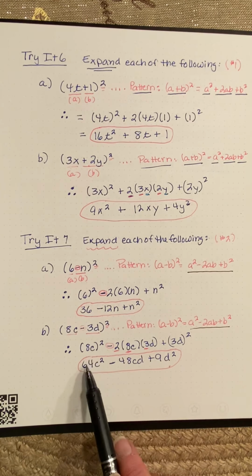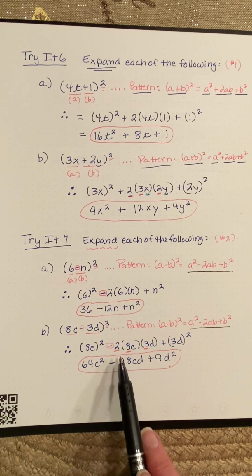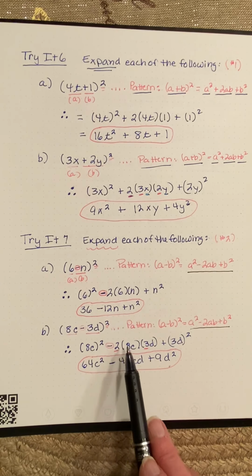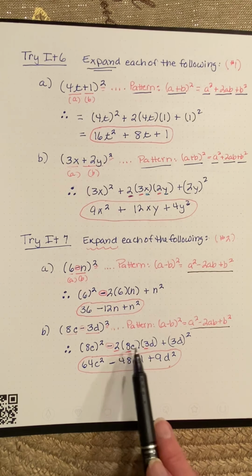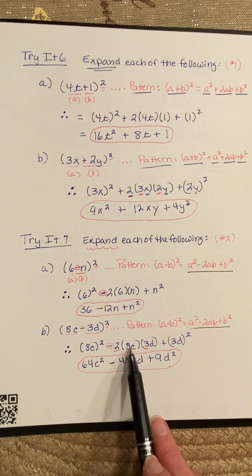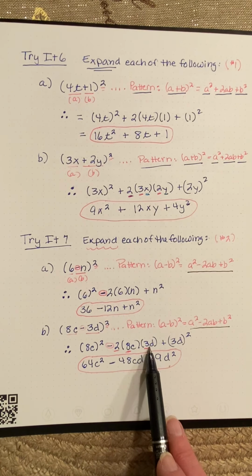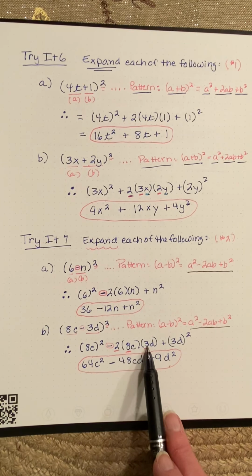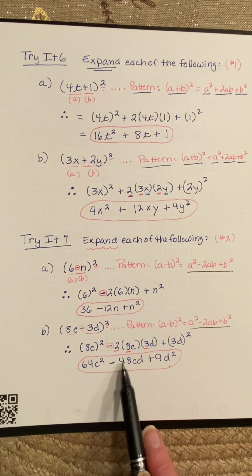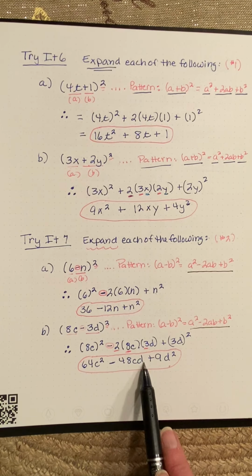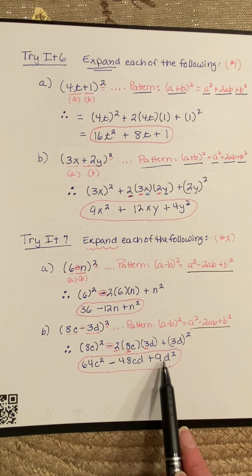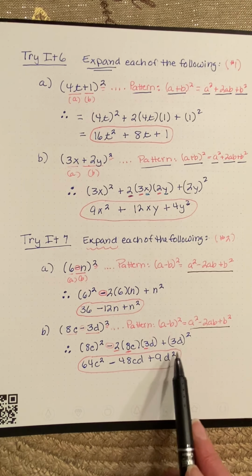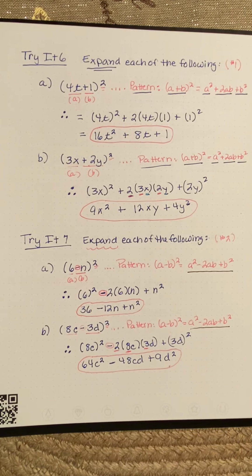So 8c squared: 8 squared is 64, c squared is c squared. So 64c squared. Now I have a negative 2 times an 8 times a 3. I'm going to do it this way: 8 times 3 is 24, and I can do that. Remember, you can multiply in any order. So 8 times 3 is 24 times a negative 2 is a negative 48cd, plus 3 squared is 9, and then, of course, d squared. And there I have my answer.